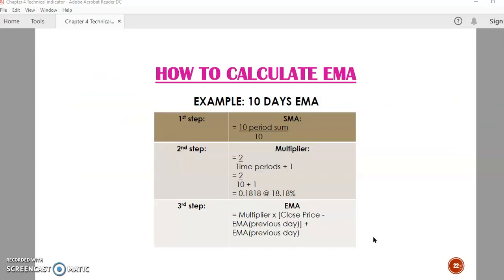Okay, this is an example of how to calculate a 10-day EMA. In the first step, we calculate the simple moving average for 10 days. If you remember, the formula for the simple moving average is simply adding up the 10 days' prices divided by 10. After we get that answer, the second step is we take 2, which is a constant, divided by the time period plus 1. In this case, the time period is 10 days, so we take 2 divided by 10 plus 1. The 2 and the 1 here are constant values. So the multiplier we get is 18.8%. After we get the multiplier, we put it into the formula in the third step: the multiplier times the closing price minus the previous day's EMA, plus the previous day's EMA.